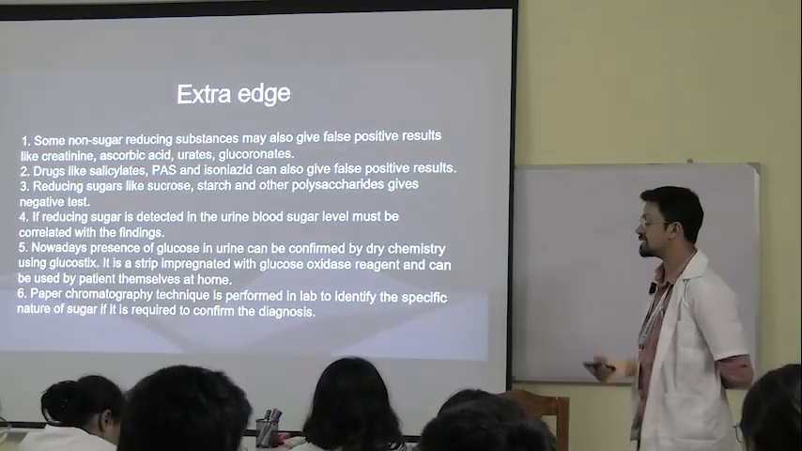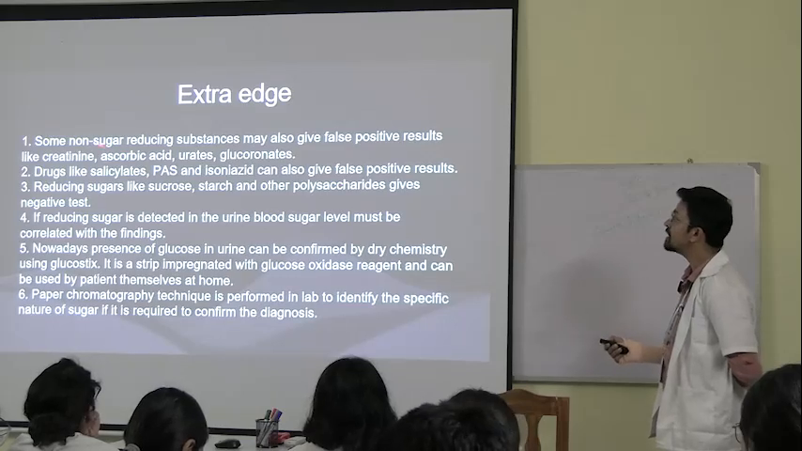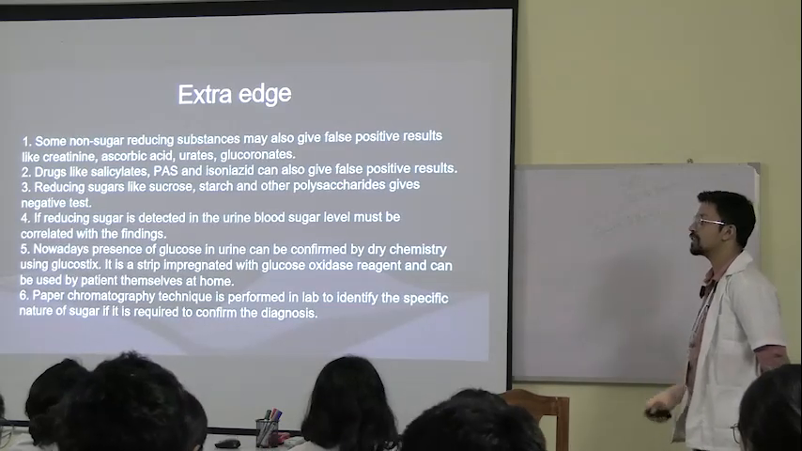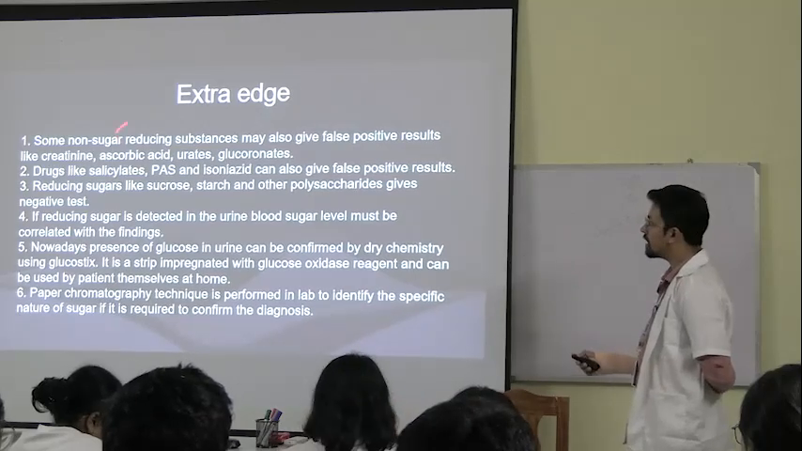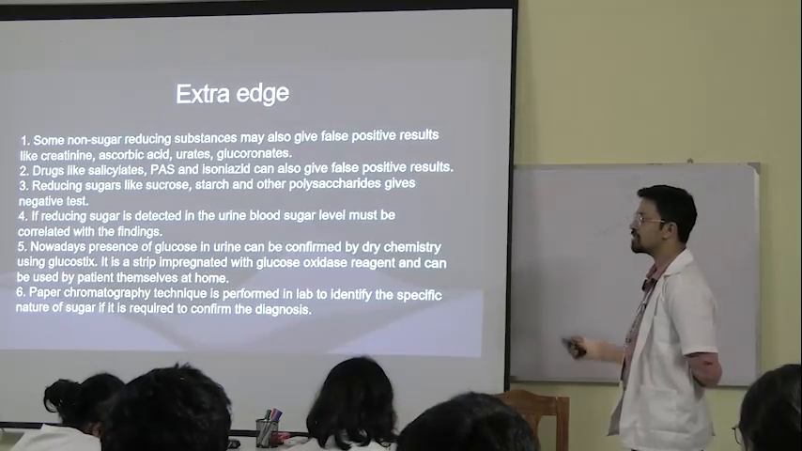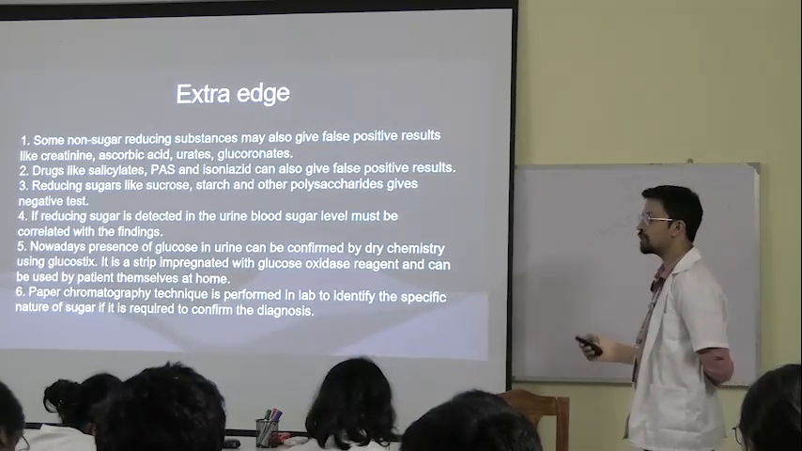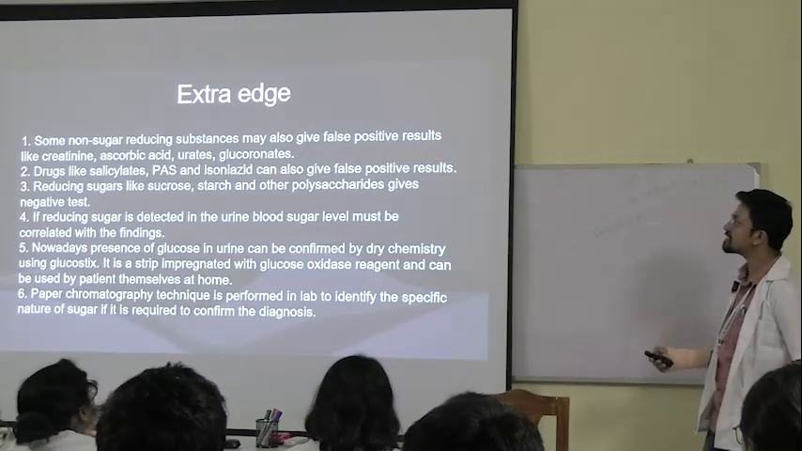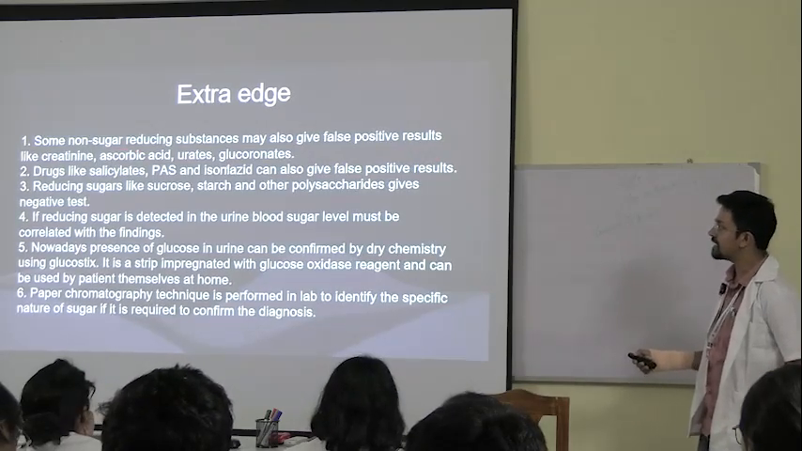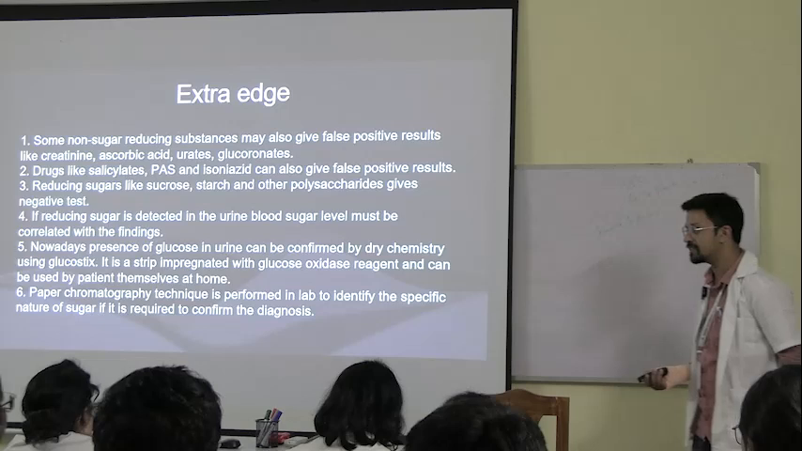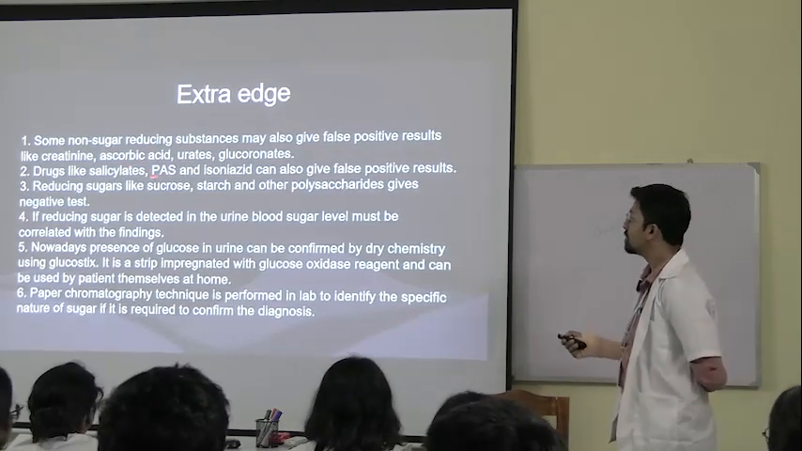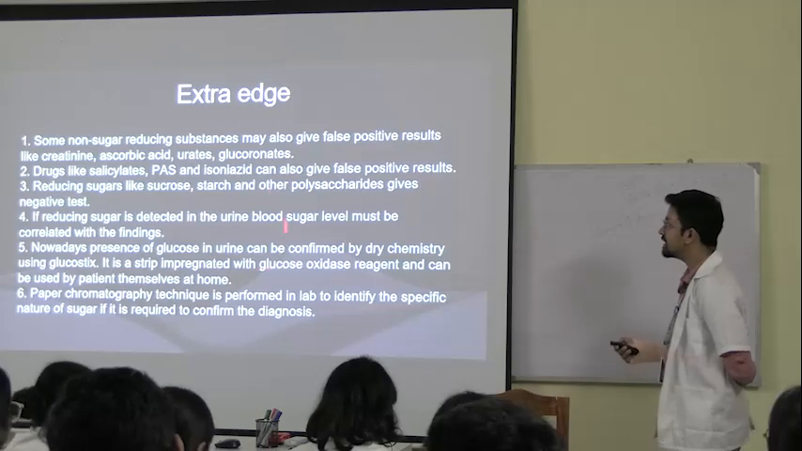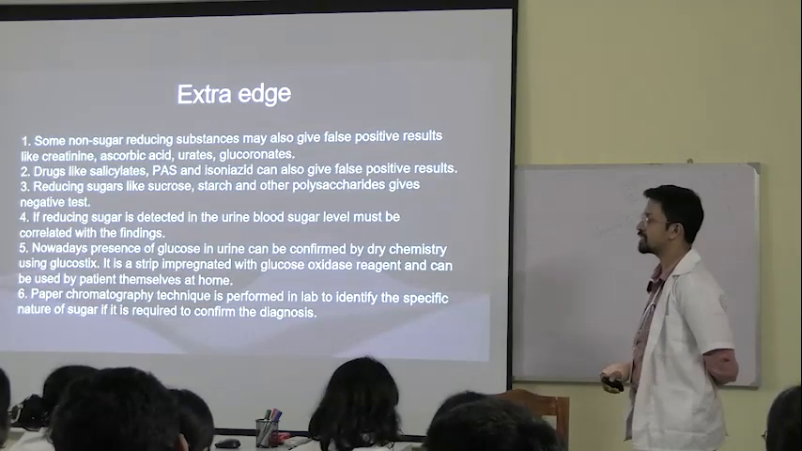Now some extra exceptions, as I have already mentioned beforehand, that some non-reducing sugars can also give the test positive. Even though this test should be positive only for reducing sugars, there are some exceptions. What are those non-reducing substances? Here is a list: creatinine, ascorbic acid, urates and glucuronides. You have to learn these by heart because these are exceptions. Drugs like salicylates, PAS, that is para-aminosalicylic acid, and isoniazid can also give a false positive result.